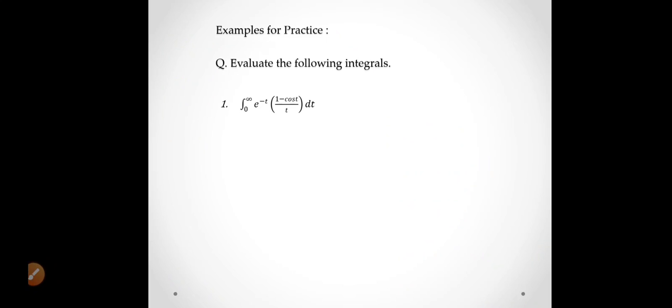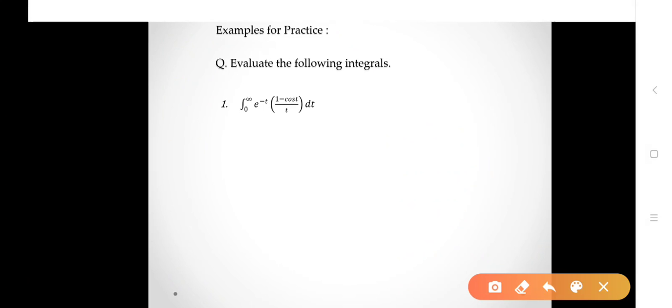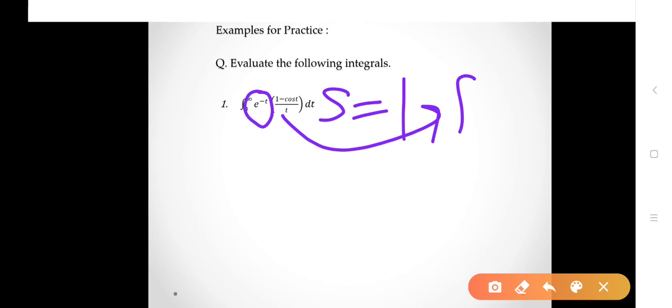Integration from 0 to infinity e raised to minus t 1 minus cos t by t dt. Now you can easily identify here value of s as 1, as here e raised to minus t. When compared with e raised to minus st, we get s equal to 1, and this is nothing but your f of t. So you have to find Laplace transform of 1 minus cos t first, then apply division by t property, and then in that result put s equal to 1.